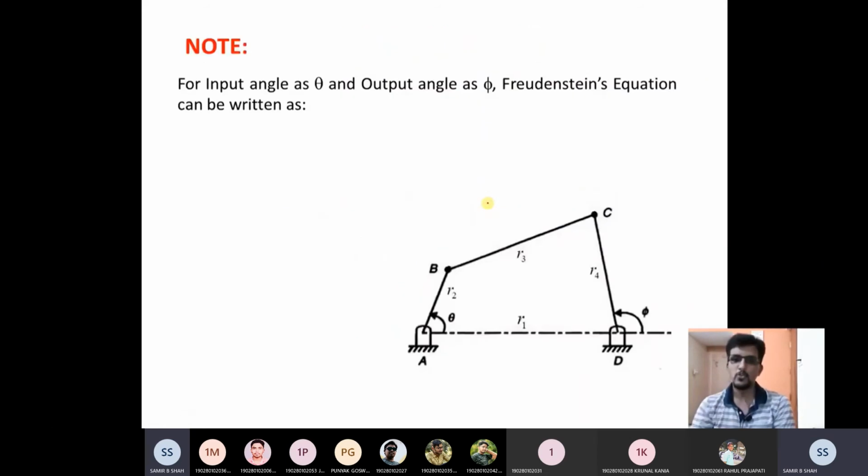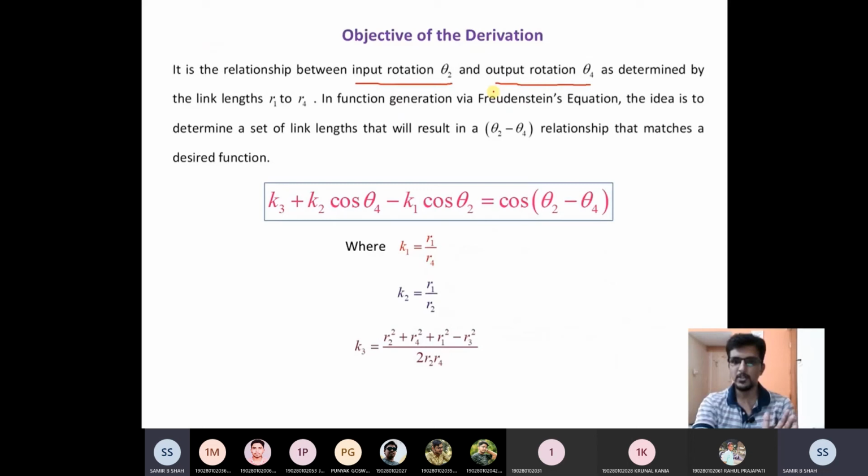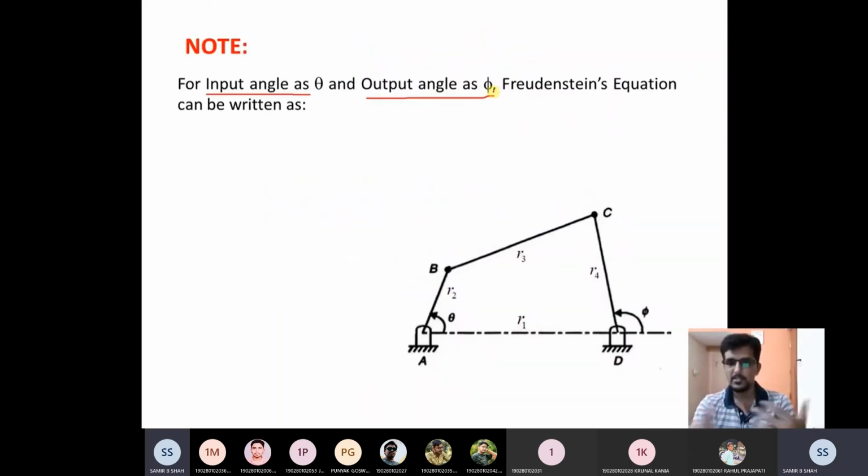One thing that we have to notice is that whenever we want to solve numerical problems, instead of taking the input angle as theta 2 and the output angle as theta 4, I will choose the input angle as theta and the output angle as phi. So the only thing that changes with respect to the previous slide is that wherever there is theta 4, I am going to replace it by phi, and wherever there is theta 2, I am going to replace it by theta. This is a note to consider for solving numerical problems in the future.